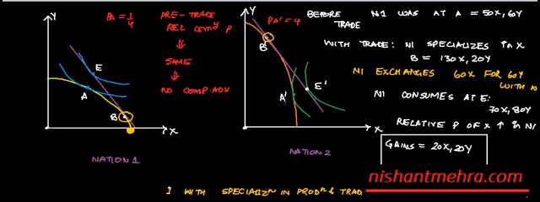Similarly, nation 2 has moved from A dash to B dash. It has not moved here when it is only producing Y. It is still producing some amount of X. Okay, so let's take it like this.